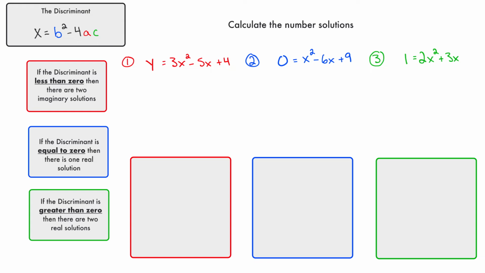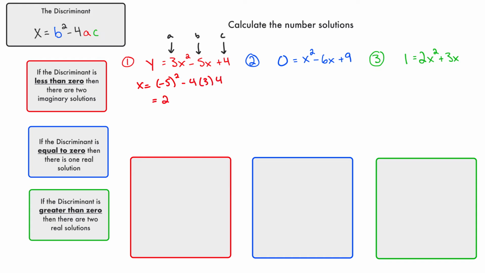All right, so the first one I have y equals 3x squared minus 5x plus 4. Remember, the number in front of the x squared, that's our a value. The number in front of the x, that's our b value, including the negative. And the number all by its lonesome with no x next to it, that's our c value. I'm going to plug that into our formula. And that's going to give us the b value squared, so negative 5 quantity squared, minus 4 times the a value times the c value.